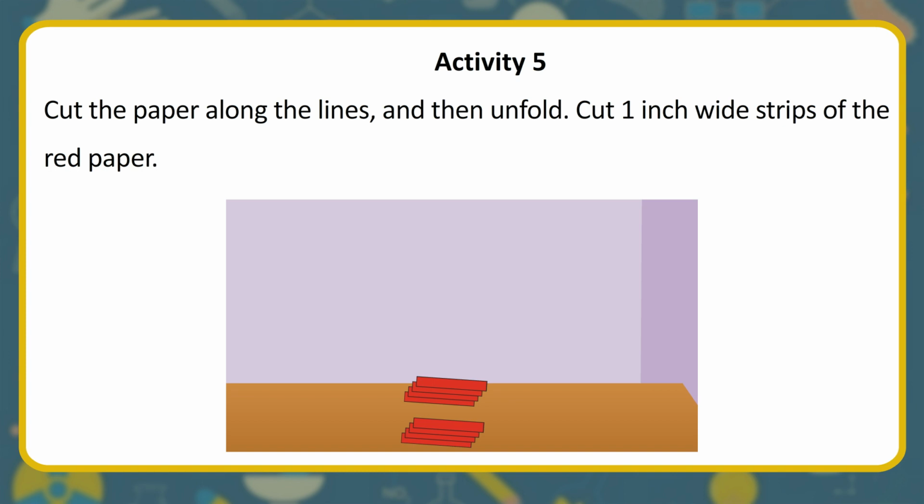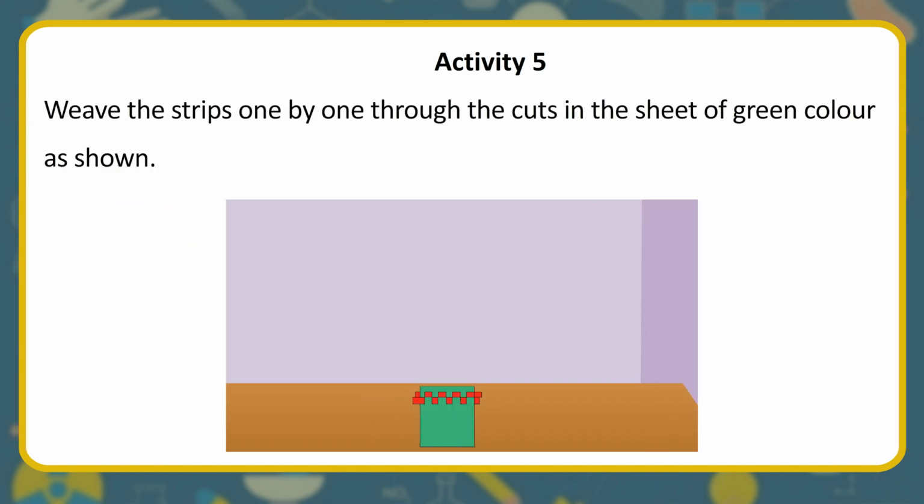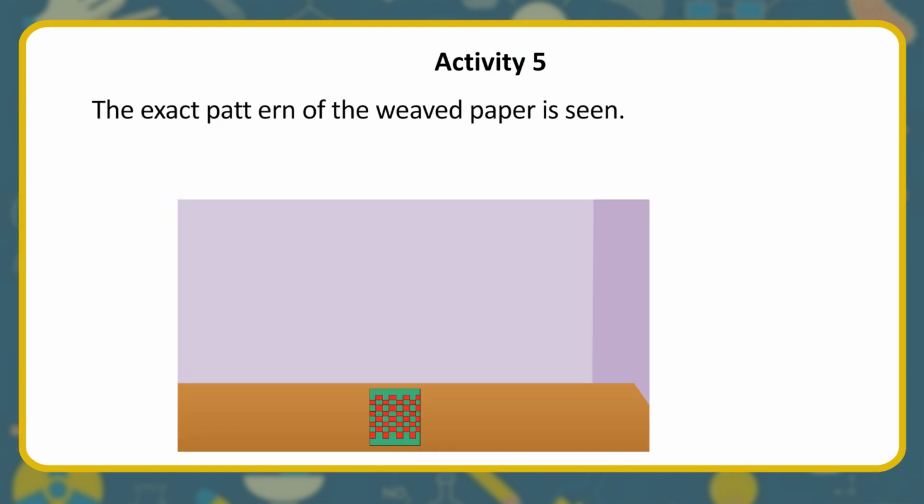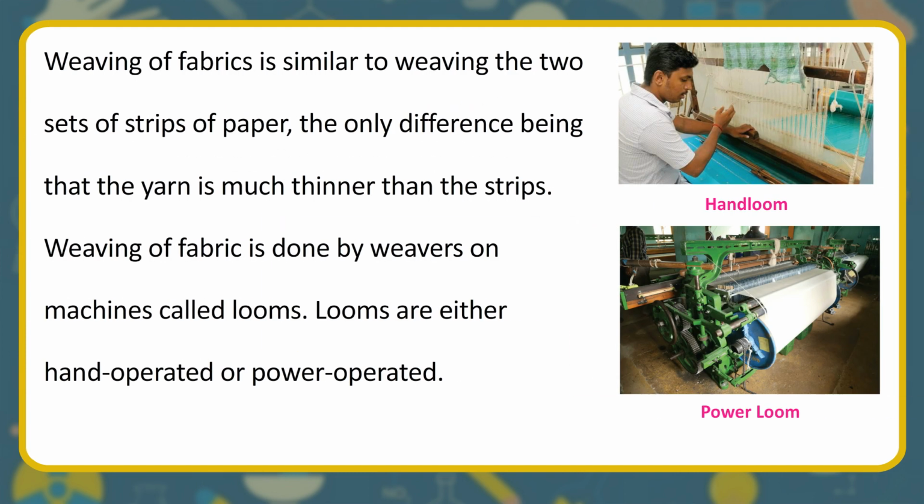Cut 1-inch wide strips of the red paper. Weave the strips one by one through the cuts in the sheet of green color as shown. The exact pattern of the weaved paper is seen. Weaving of fabrics is similar to weaving the two sets of strips of paper, the only difference being that the yarn is much thinner than the strips.